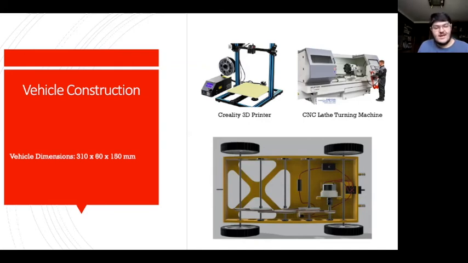Additionally, the pulleys, wheels, and chassis are all to be 3D printed using a Creality 3D printer. The illustration below shows the final assembly of our vehicle.